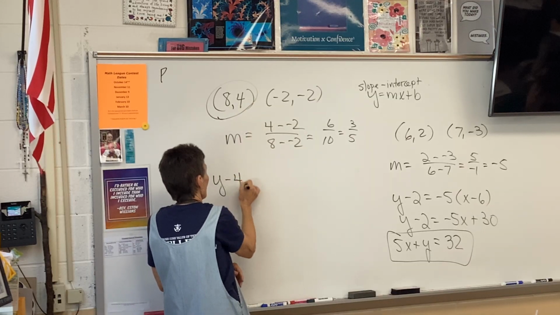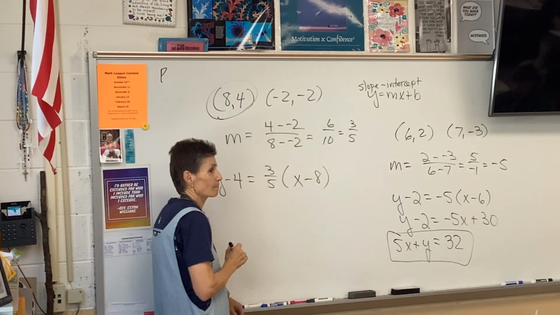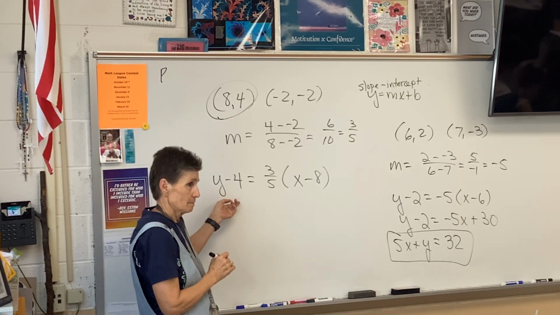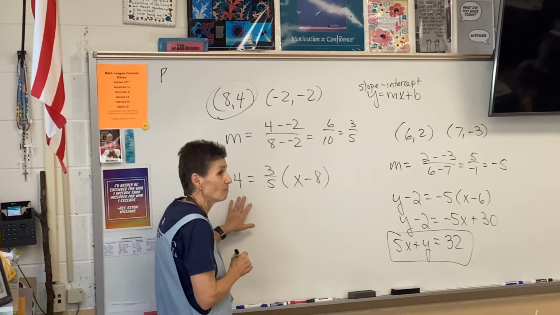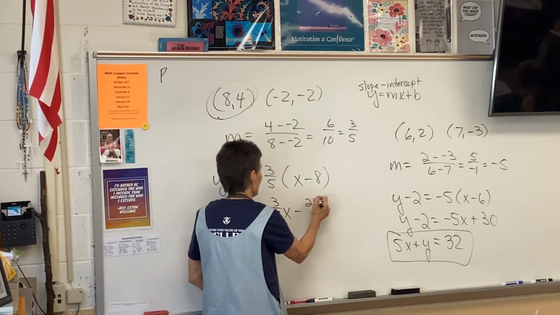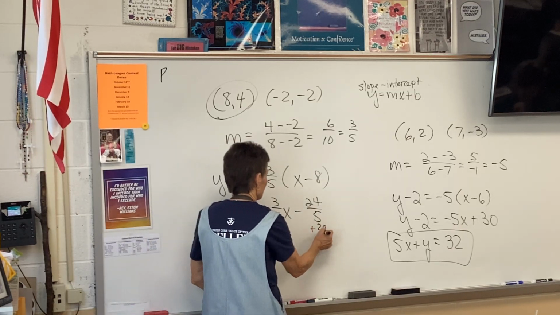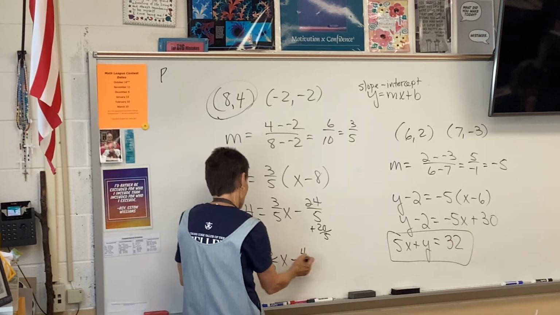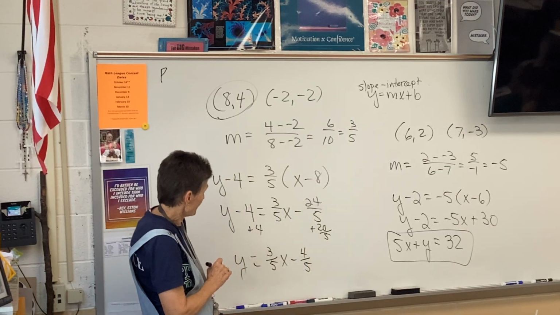So y minus 4 equals 3/5 x minus 8. And again, what's that? One slope. If I need slope-intercept, I need to get my y by itself. So y minus 4 equals 3/5 x minus 24/5. Now add 4. So I got 3/5 x minus 4/5. I don't know if that's right or not. I'll let one of you tell me if it is or not.